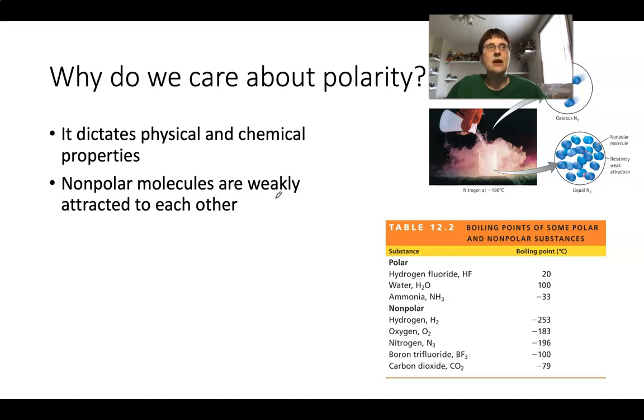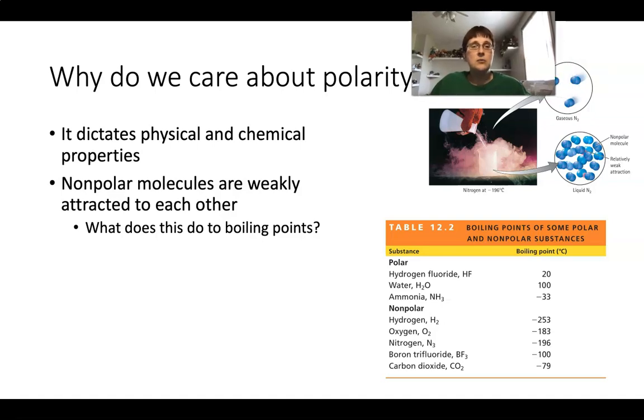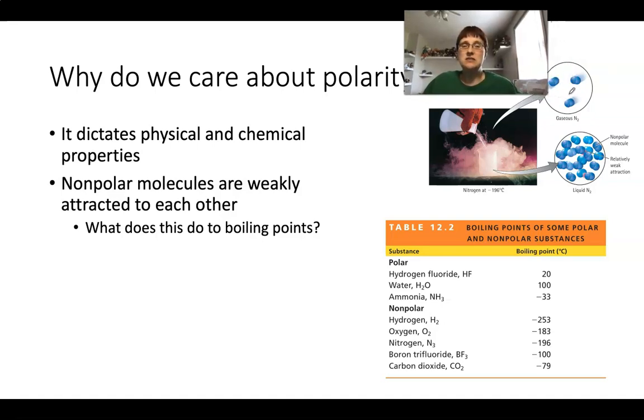with each other. And so, for example, we've got over here nitrogen gas. So nitrogen gas is a nonpolar molecule because it's made up of 2 nitrogens. And let's think about what this does to the boiling point of molecules. And nitrogen gas is a great example because I'm hoping that most of you have seen demonstrations with nitrogen gas before. So nitrogen gas right here where it's being poured is nitrogen at negative 196 degrees Celsius.